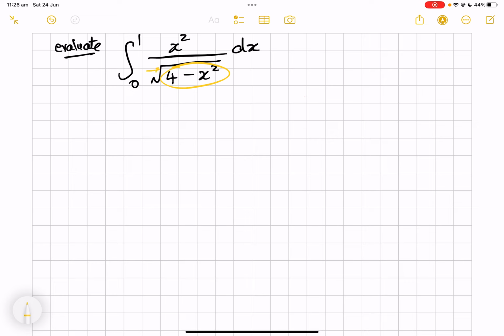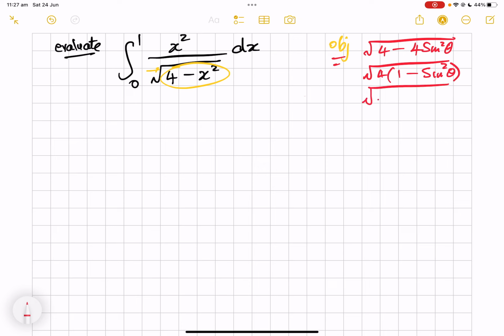root sign, we want our objective to be, let's change the color of that because it's hard to see. We want our objective to be, if we can get a 4 minus 4 sine squared theta, no longer x, but if we change x around to theta, we can get that 4 factorized to be 1 minus sine squared theta, and then eventually under the square root sign, because it's on the denominator, we can have a 1 minus sine squared theta, that would become cos squared theta. That's our objective.